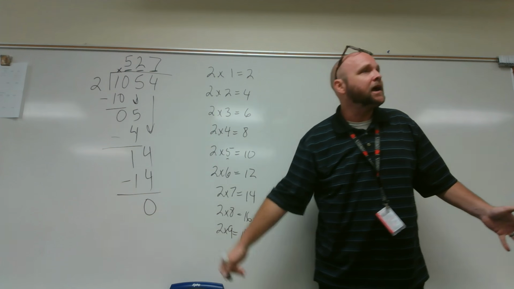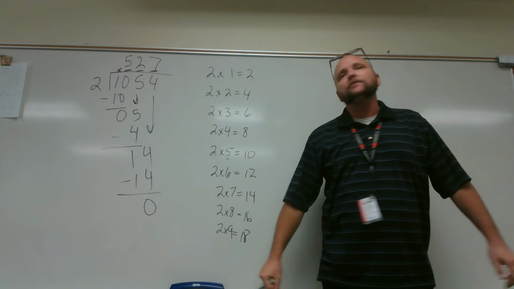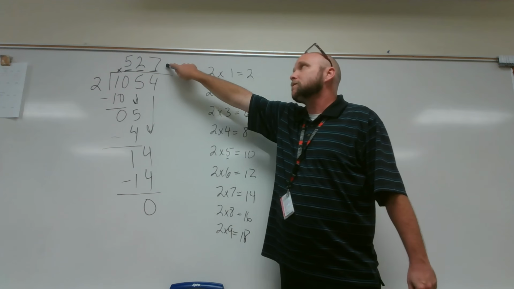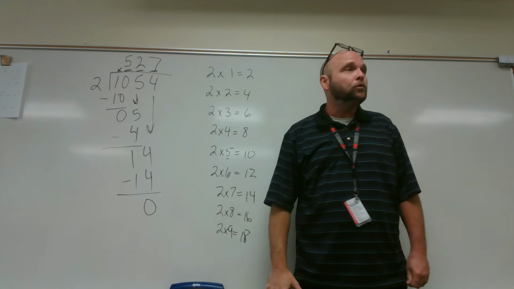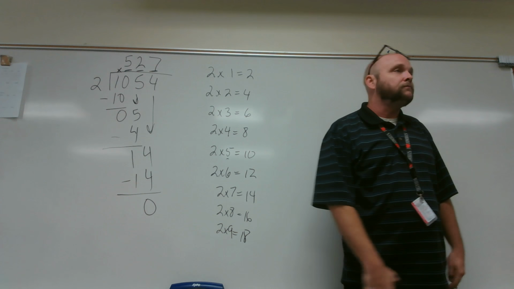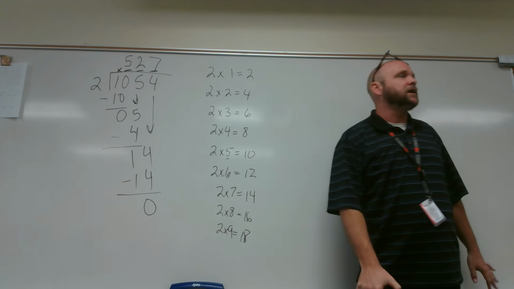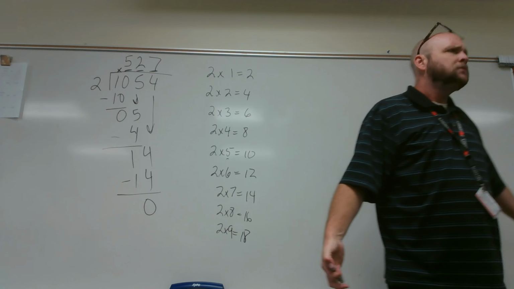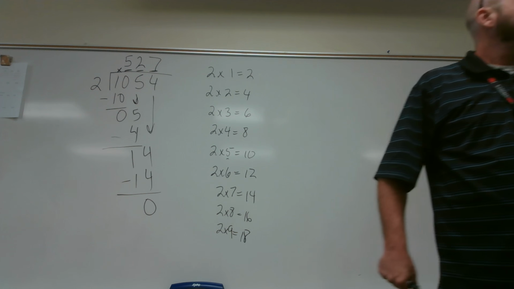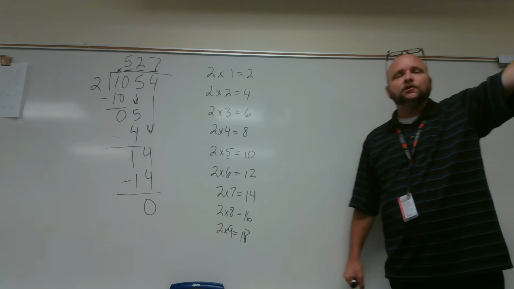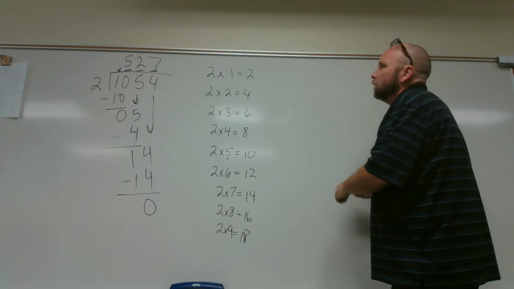Do I have anything to bring down? No. So the quotient of the problem 1054 divided by 2 is 527. Any remainder? No, because I only have a 0 and I have nothing else to bring down. So no remainder. We check this using the inverse operation, which is multiplication.